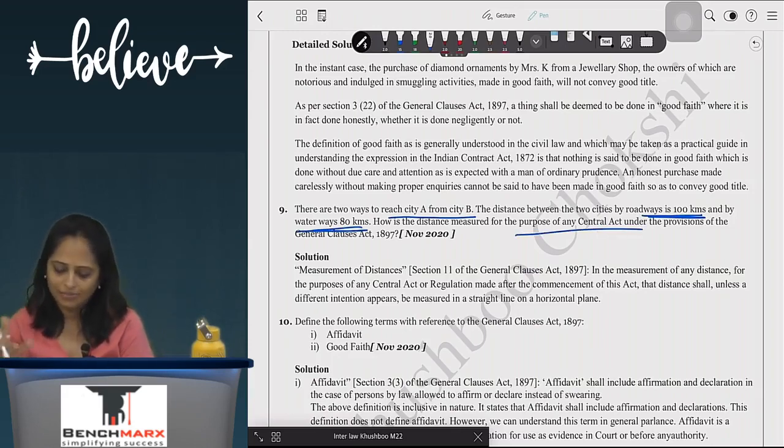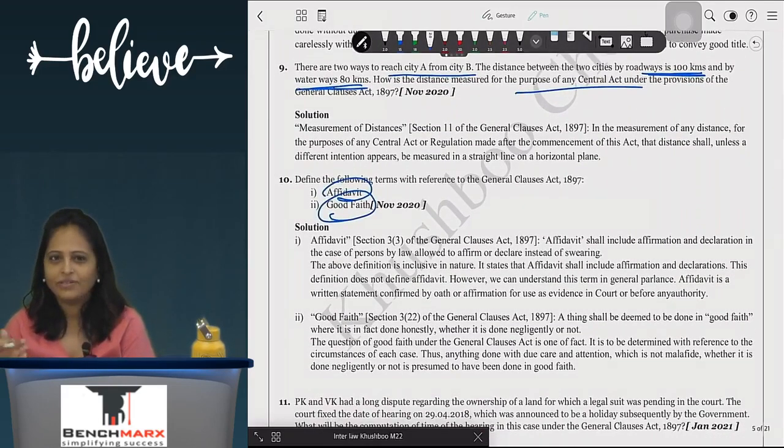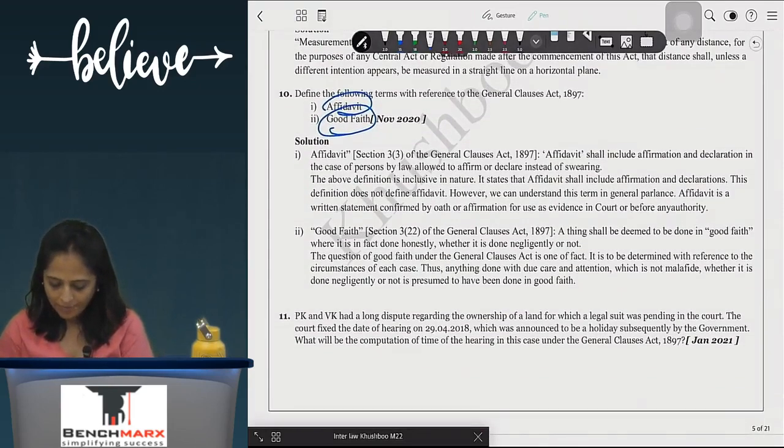तो वो straight line में होना चाहिए, खाली इतना ही लिख के आना है, हो गया. Then define affidavit and good faith. If you see affidavit, good faith घड़ी घड़ी आया है.